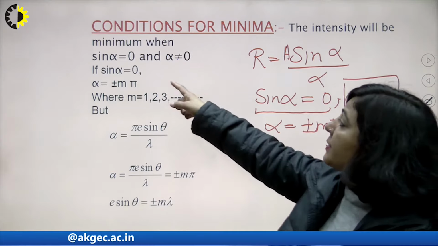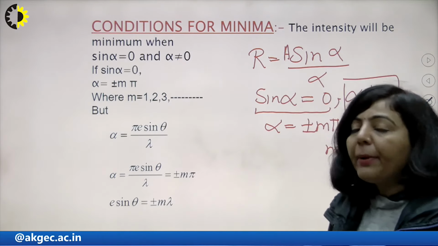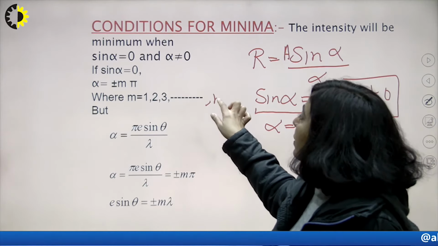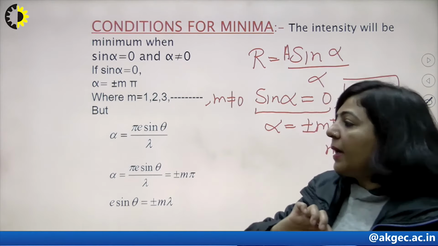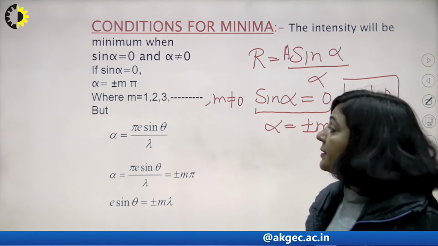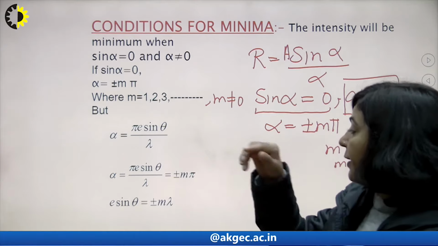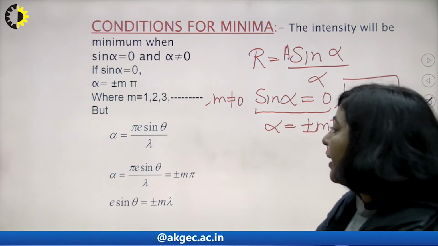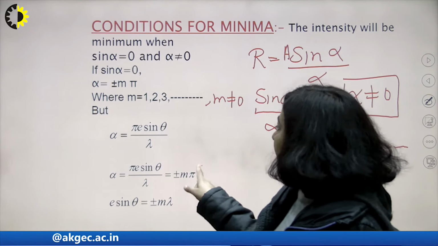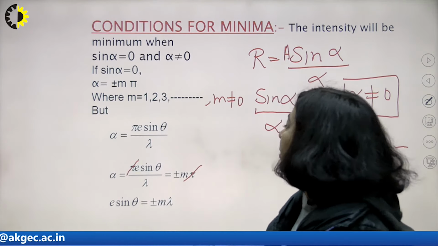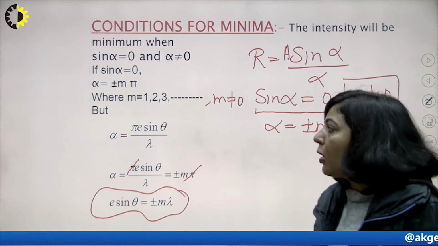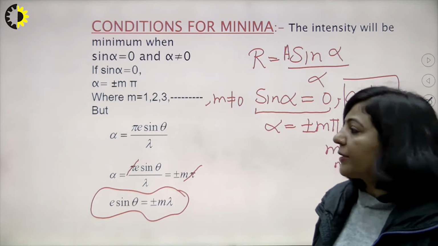And you know, if sin alpha is 0, then alpha is plus minus m pi, where m starts from 1 and m is not equal to 0. You have to remember that m is not equal to 0 here. And you know that alpha is pi e sin theta upon lambda. So you substitute: pi e sin theta upon lambda is equal to plus minus m pi for minima. This pi will get cancelled, and you get the condition e sin theta is equal to plus minus m lambda. This is the condition of minima in a single slit diffraction pattern.